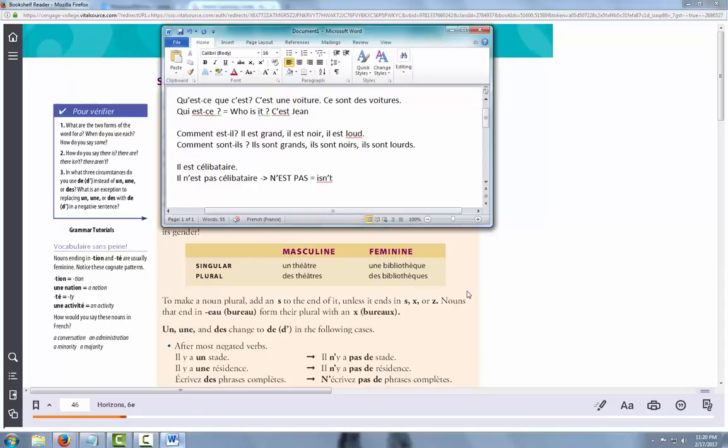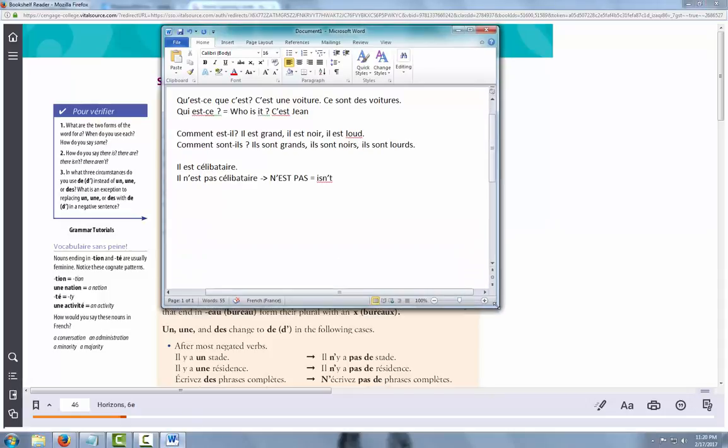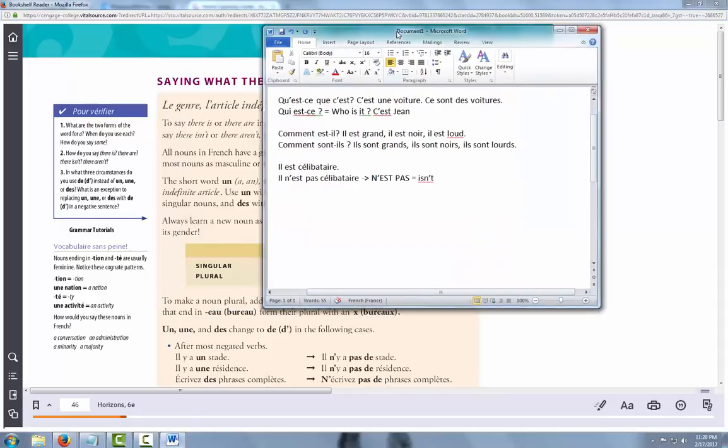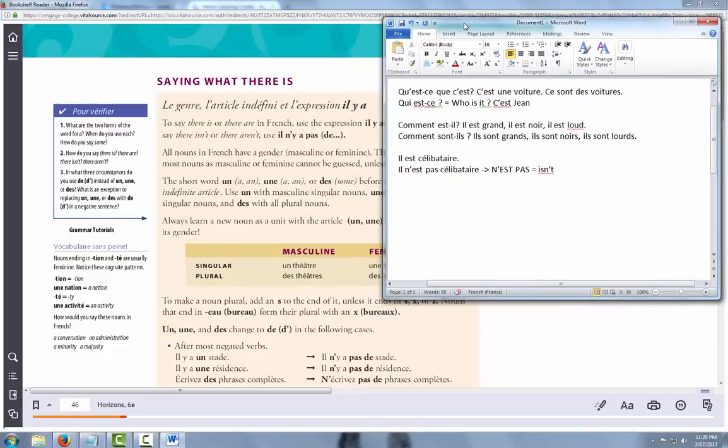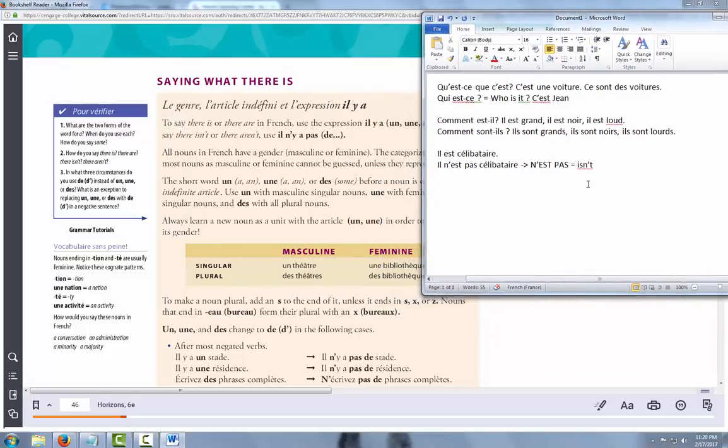So, if you want to say what objects are there in the classrooms, you can say what is there? Qu'est-ce qu'il y a dans la classe? Okay? What is there in a classroom? Your answer, if you see il y a in a question, start your answer with il y a. Il y a means there is or there are.